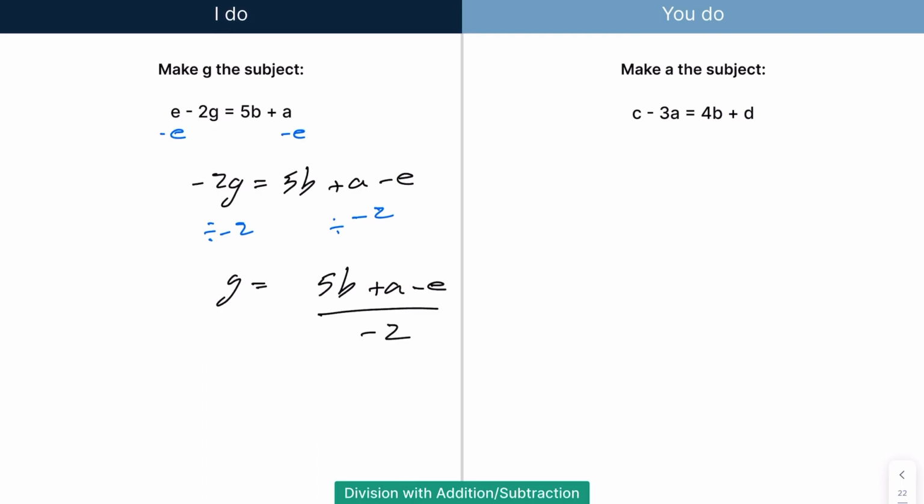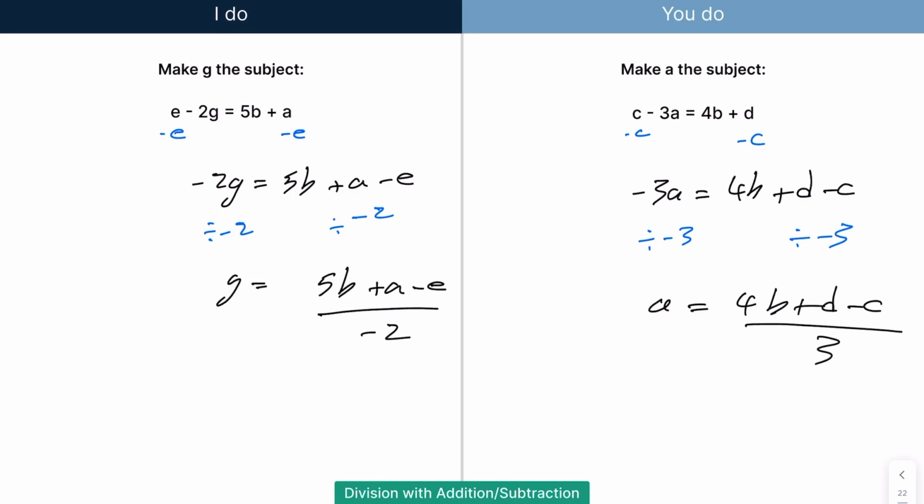So hopefully you've pressed pause and had a go at the example on the right. Like I mentioned earlier, there are a few different ways to solve these, but I'm trying to go with the way that I think is the easiest for us. So here I will get rid of the c on both sides. So if I get rid of the c here, that becomes 4b plus g minus c. Now I will just divide each side by -3 to get rid of the negative as well. And that leaves me with a is equal to 4b plus g minus c all over 3.